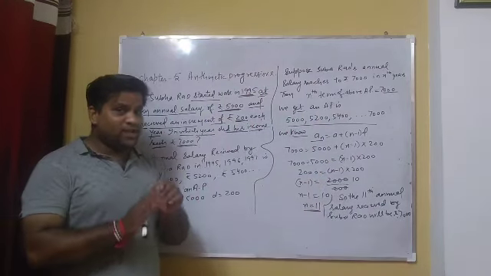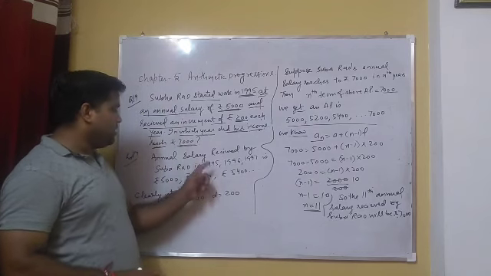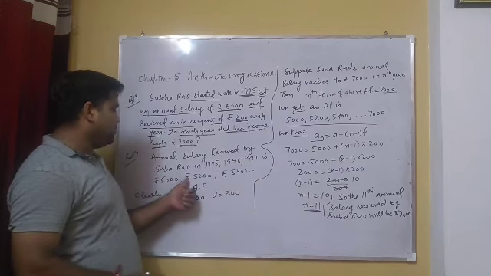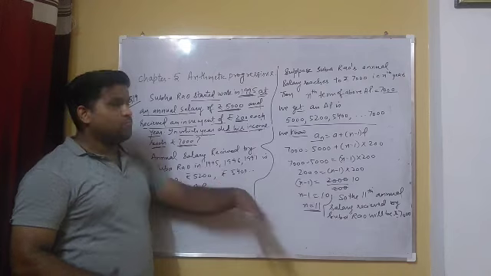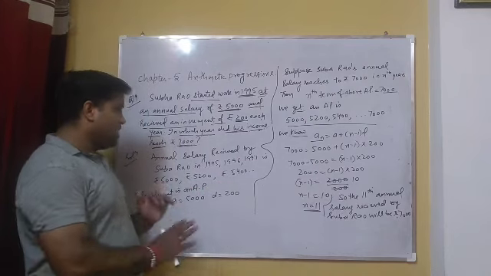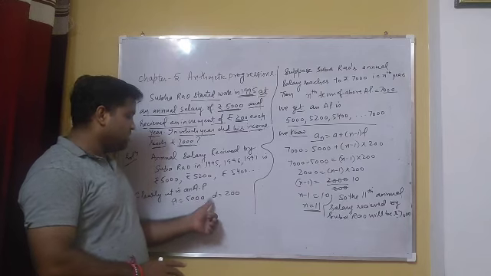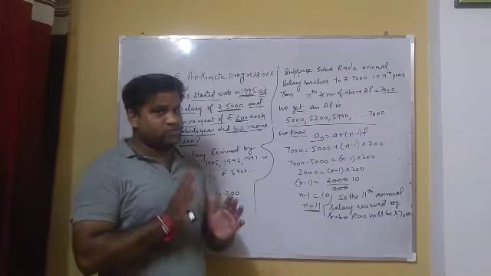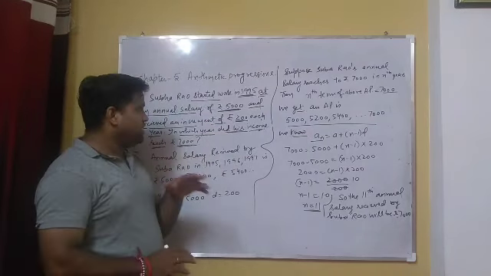So here we are getting an AP. The annual salary received by Subba Rao in 1995, 1996, 1997 is rupees 5,000, rupees 5,200, rupees 5,400 and so on. So our first term is a, which is equal to 5,000, and d is equal to 200, which is the common difference because the annual increment is 200 every year. So it is the same, so it is an AP.